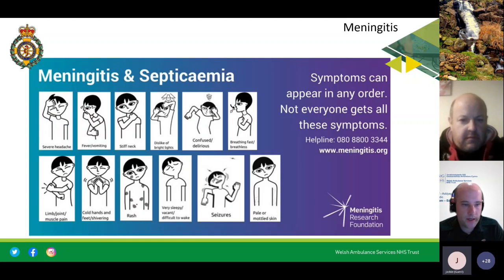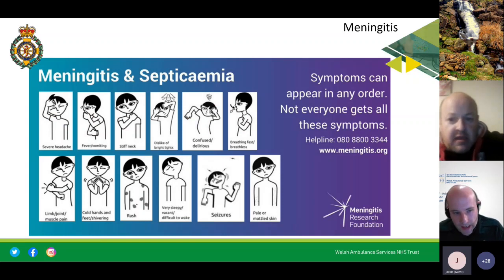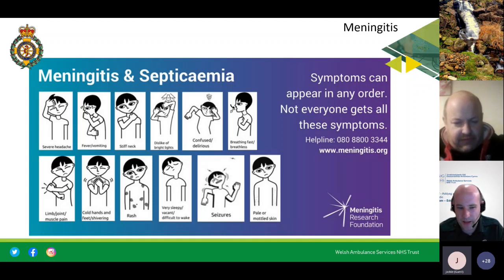Symptoms of it then. We can have a severe headache, fever, vomiting, stiff neck, dislike of bright light or photophobia, confusion, delirium, fast breathing rate, pains in the muscles and joints, cold hands and feet, shivering, rashes, being very sleepy and lethargic, seizures very late on, and then pale or mottled skin. So it can be quite hard to identify.